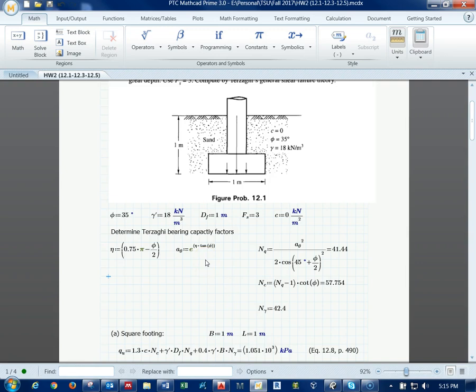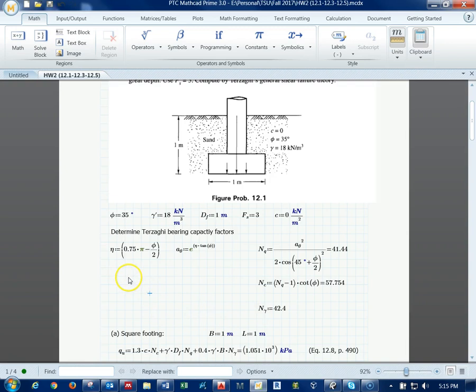So if I wanted to type in phi, I would type in F Control G, and that converts it to phi. Eta is H Control G, and that gives me eta. So these formulas are found in your book. These are formulas 12.7 in the book. They're on page 489.